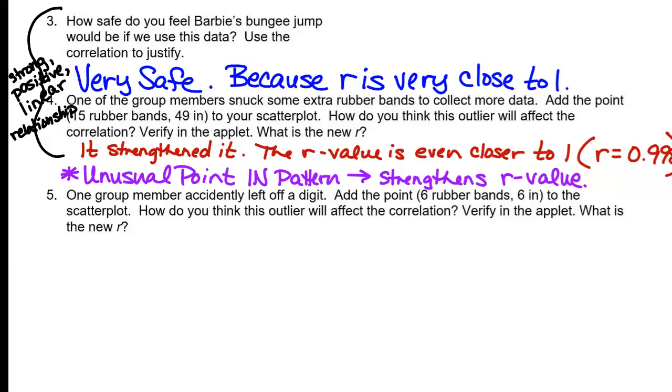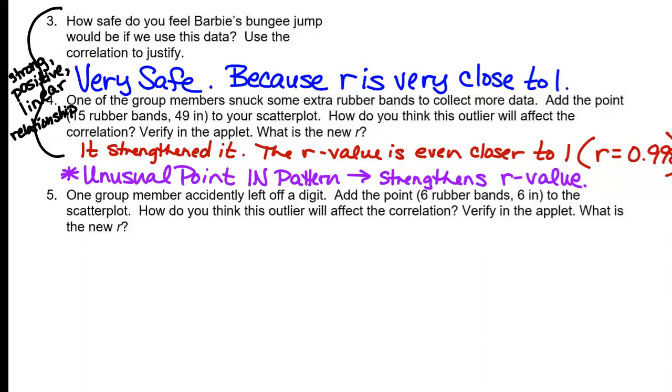Stat, calc, option 8. You can just hit 8. And then you have to hit enter. Oh, okay. There you go. All right. Our R value is now 0.8377. Is that closer to 1 or farther away? Farther away. So does that confirm what we suspected? What was our suspicion again? That it was going to weaken our linear relationship.